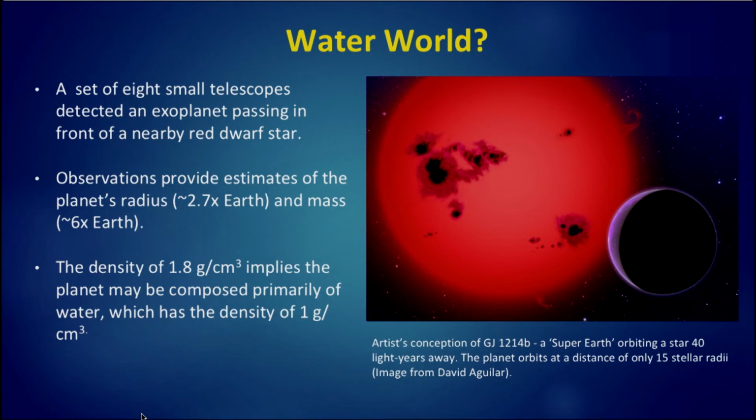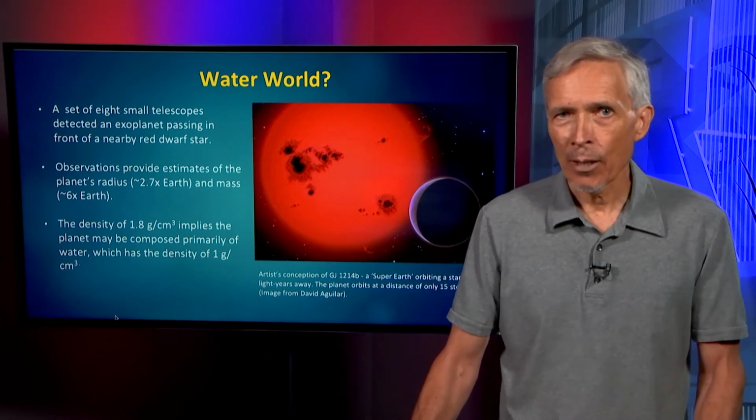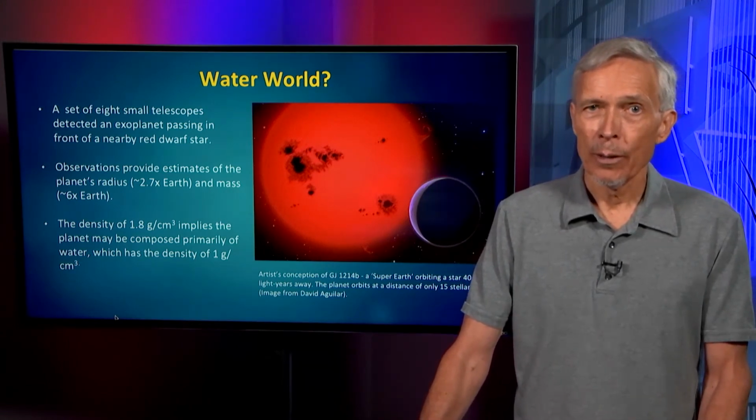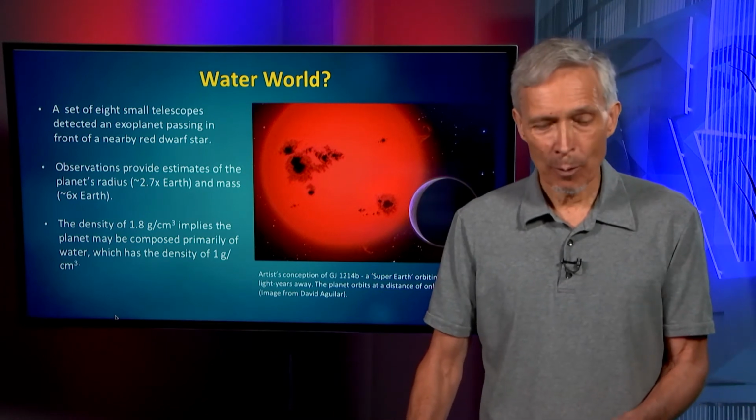Now that's not a total surprise, because in our solar system we know of smaller objects in space where there are almost equal mixtures of rock and ice, frozen. So it's not unprecedented. It was a very exciting discovery when it first happened.